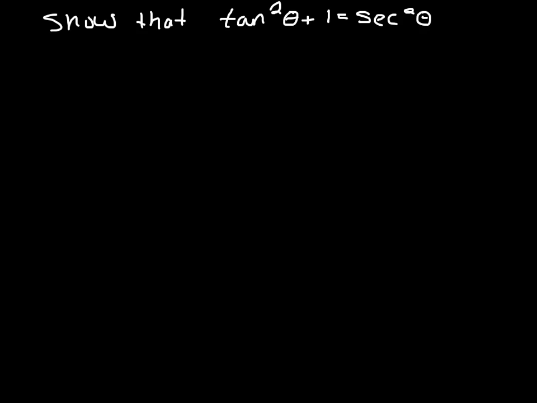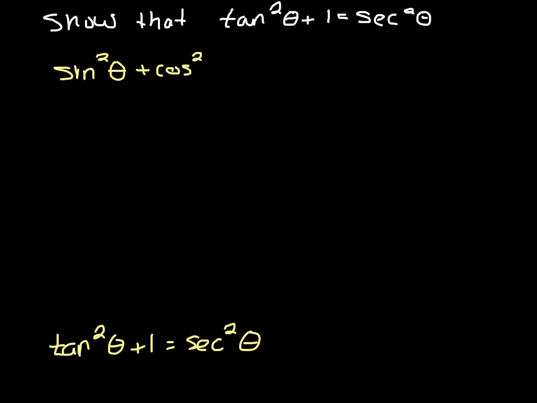We know that sine squared theta plus cosine squared theta equals 1. And now we want to show that tangent squared theta plus 1 equals secant squared theta. So basically, I know what we want to end up with. We want to end up down here. And we have to start with something that we know. And we know that sine squared theta plus cosine squared theta equals 1. We know that to be true because we just proved it.